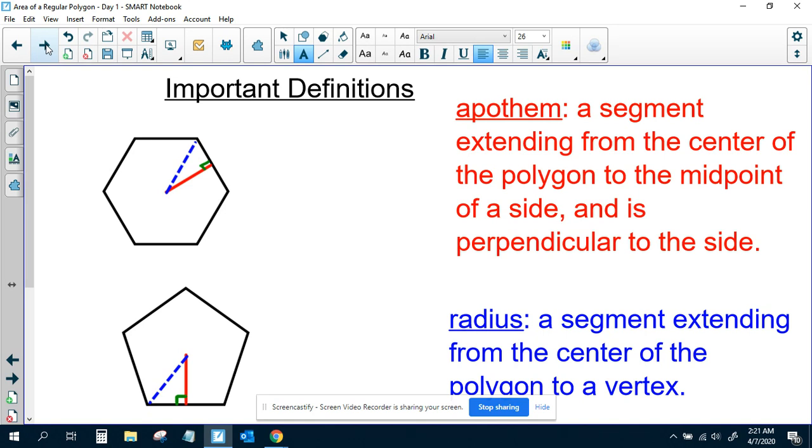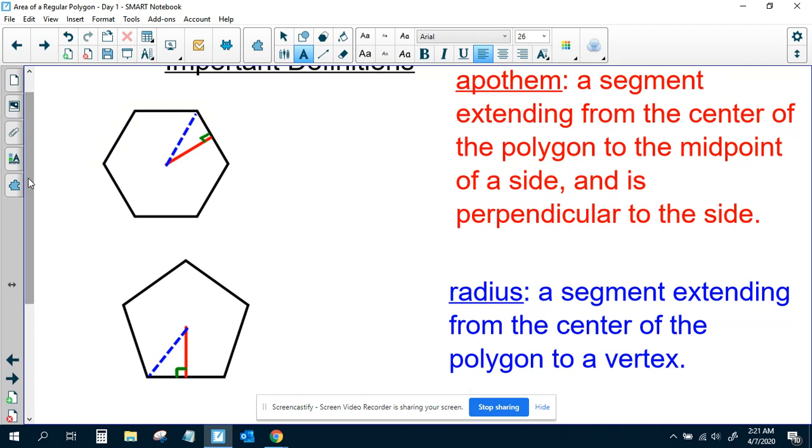The second definition is the radius. A radius is just a segment that extends from the center of the polygon to a vertex, so an angle. Make sure that you have those down, write them down, and rewind if you need to.